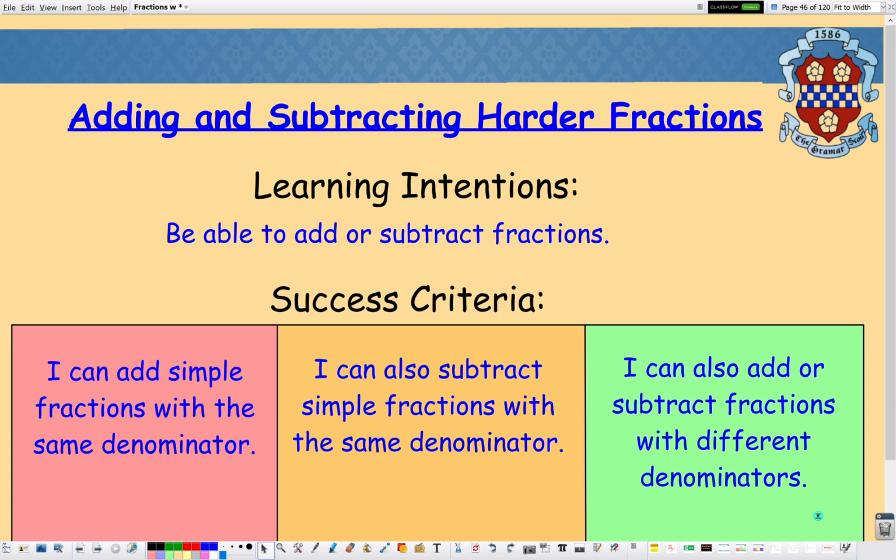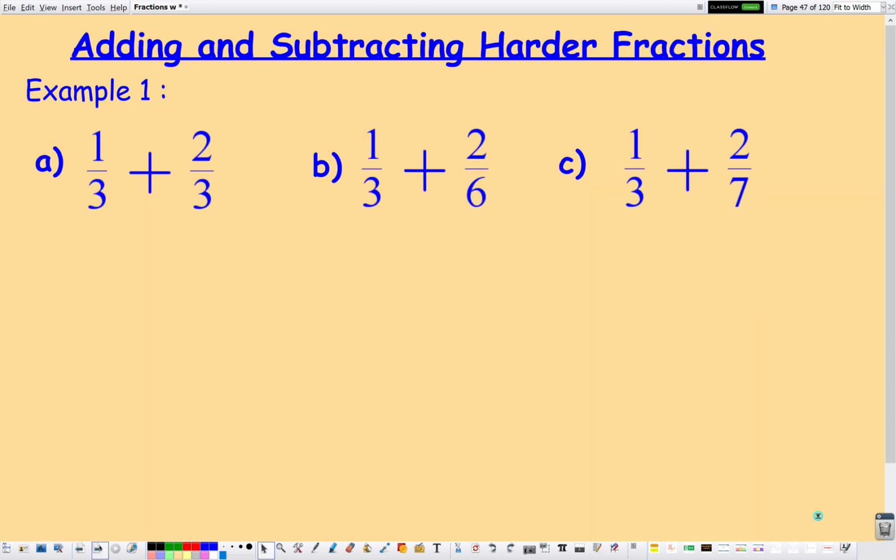We're now going to look at adding and subtracting harder fractions. This is going to be fractions that do not have the same denominator. Okay, so we're going to look at these three examples. Now the first one is straightforward enough. We have 1/3 plus 2/3.